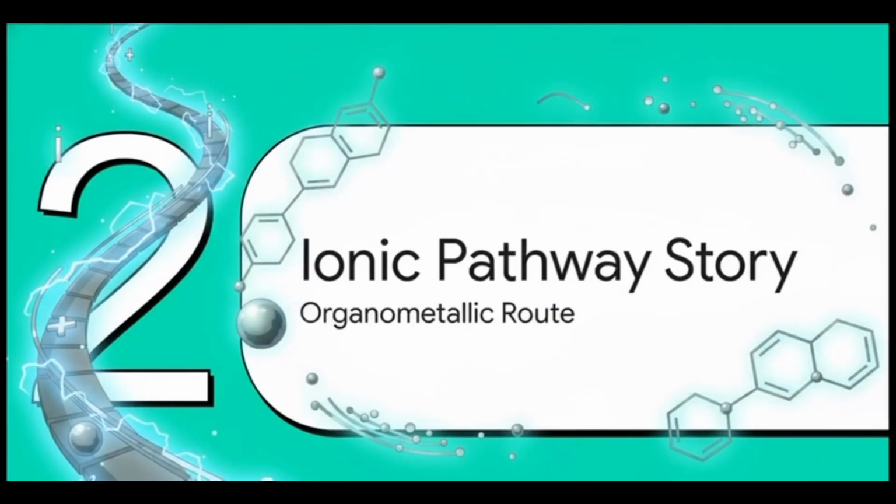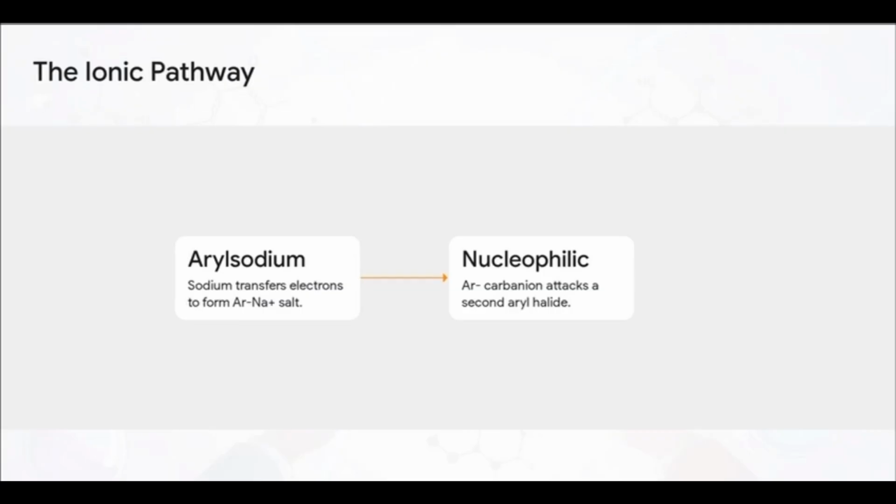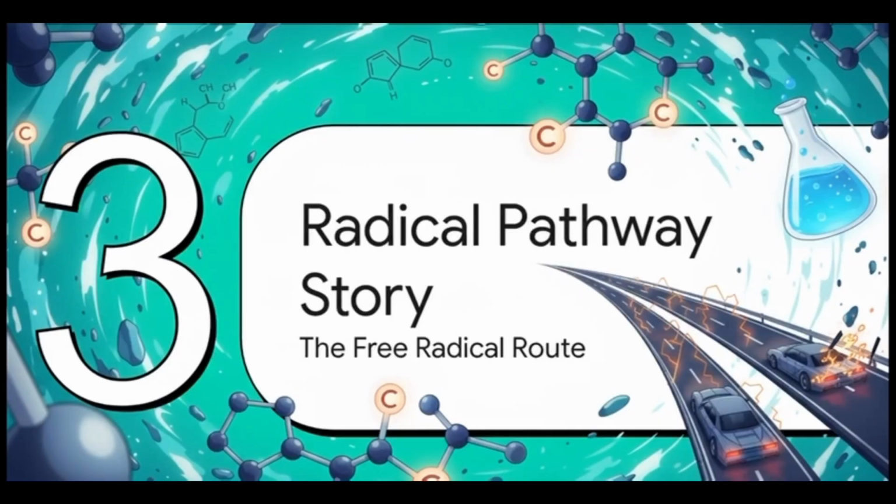Moving right along to part 2, the ionic pathway story, which is also known as the organometallic route. In organic chemistry, this route is pretty much considered the dominant macroscopic story. In step 1, the sodium atoms act as eager donors. They transfer their electron sparks straight to the aryl halide. This forms an aryl sodium salt, which is an R- carbanion and an Na+ cation. Now think of step 2 like a highly targeted magnetic strike. That newly formed aryl carbanion is a super powerful nucleophile. It actively seeks out a second aryl halide, attacks the carbon, and forcefully displaces the halide ion to couple the two rings together. But chemistry is never just a one-lane highway, right?